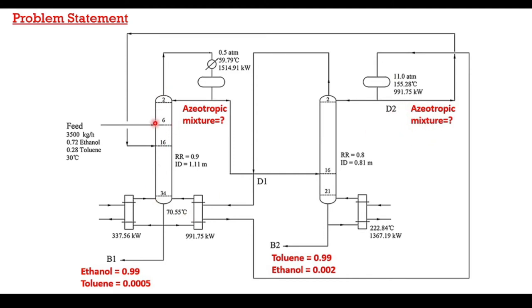So in the bottom of the first column we will mainly have pure ethanol, and in the bottom of the second column we will mainly have pure toluene, and the distillate of the second column is recycled back to the first column for further separation. So this is the problem statement and the flow sheet that we are going to solve in DWSIM. So let's move to the DWSIM software.